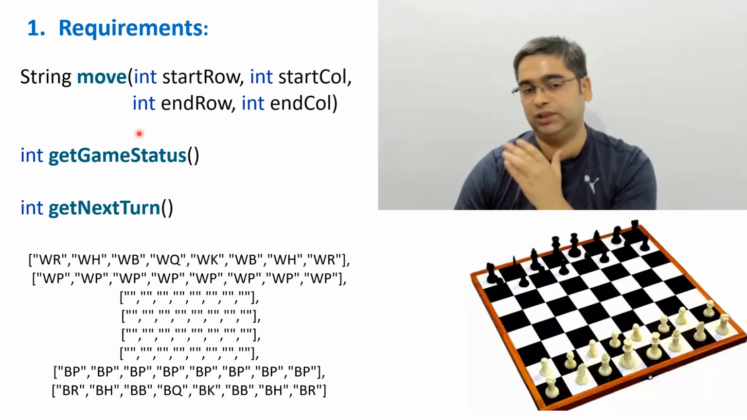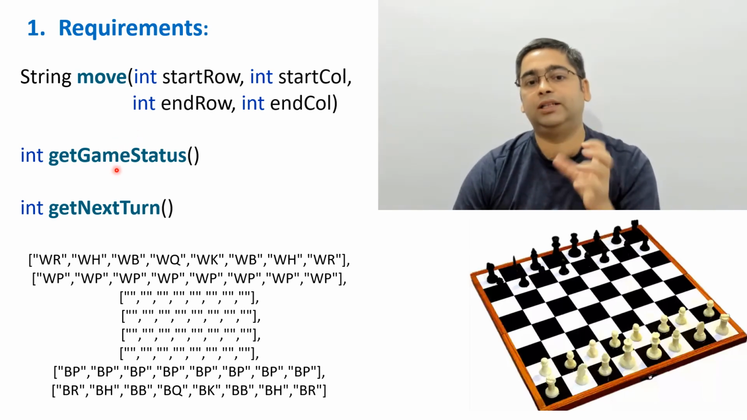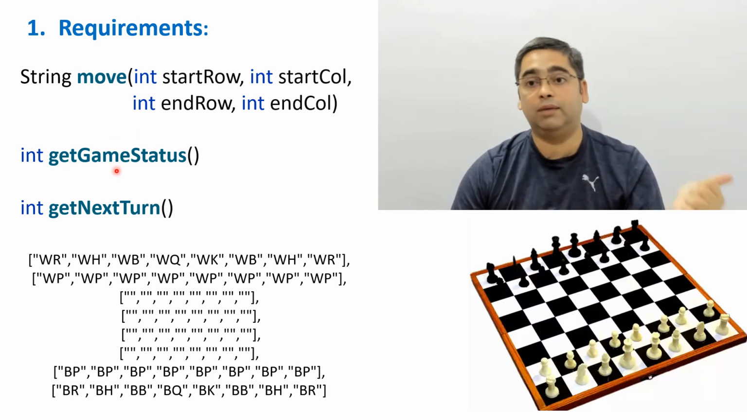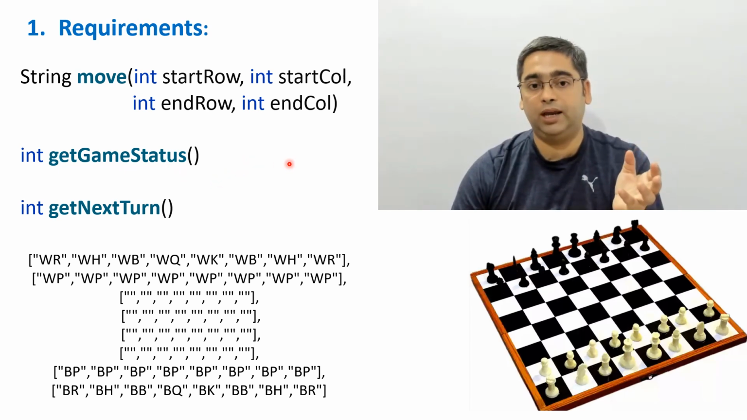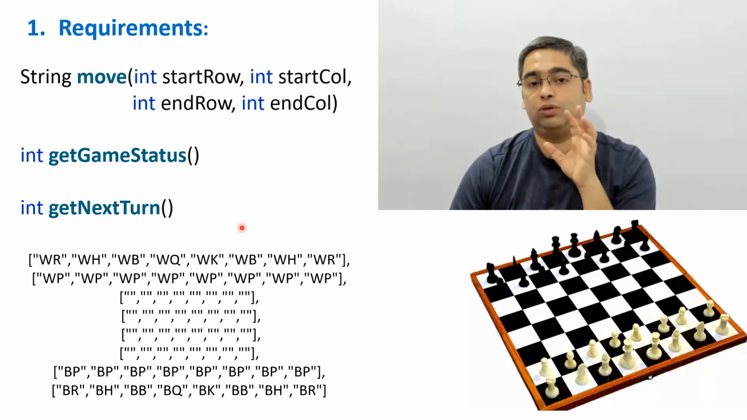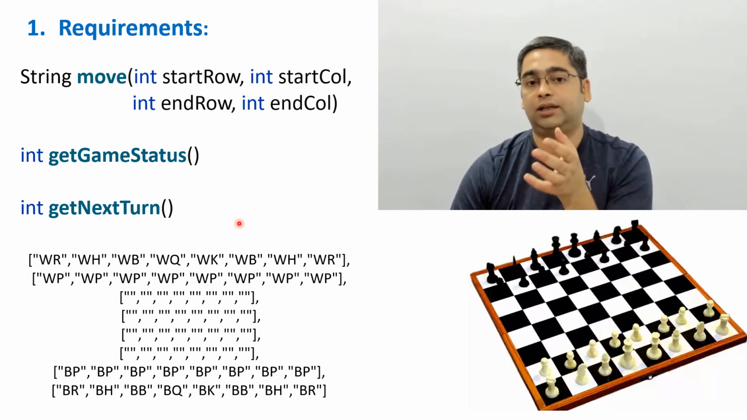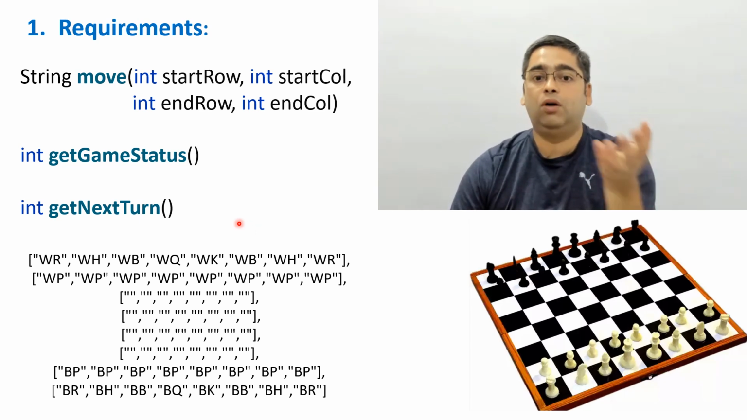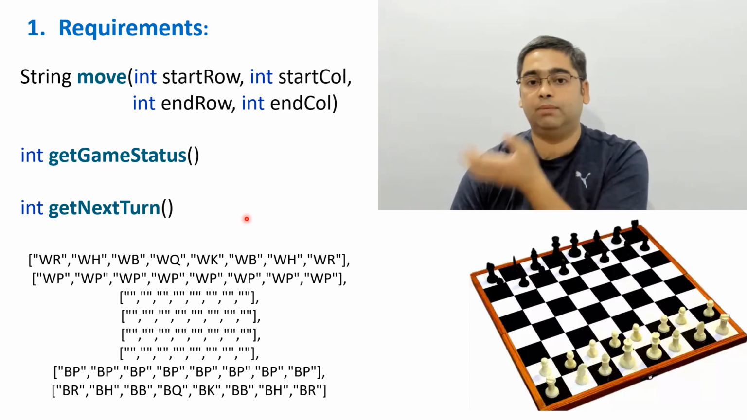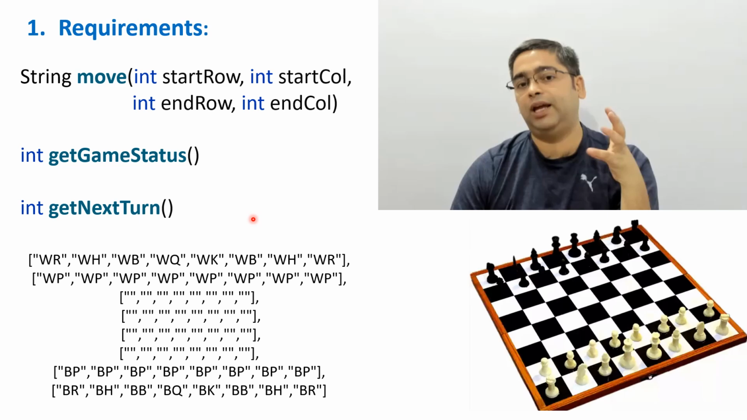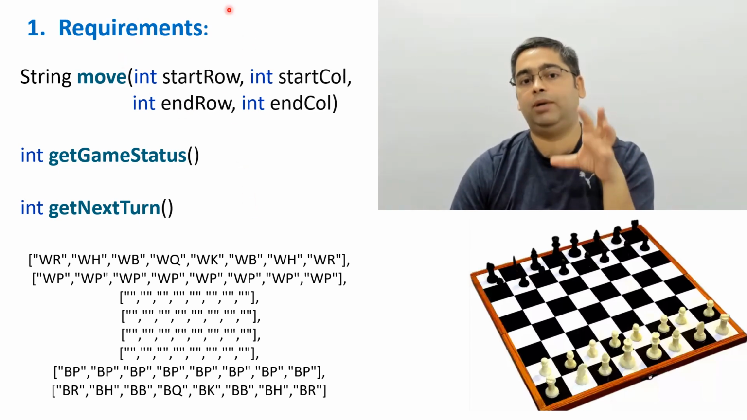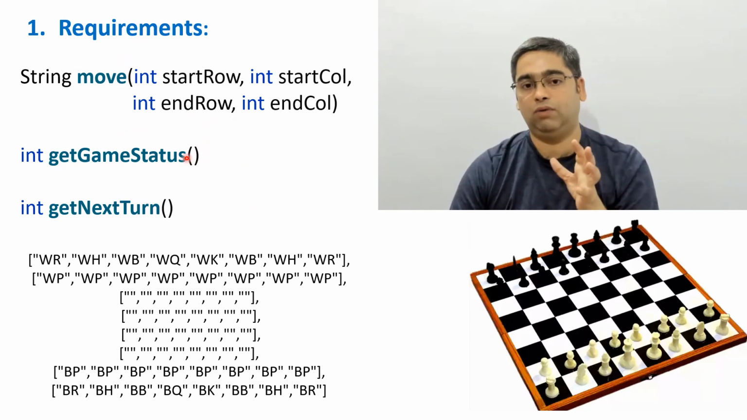So we'll see that. The next requirement is get game status, whether the game is in progress, or whether white has won it, or whether black has won it. So you need to keep track of the status of the game. Finally, you also need to get whose turn it is next, whether white will play next or whether black will play next. So you need to keep this state also. There are not many requirements. The core requirement is the move, and then there are other requirements.